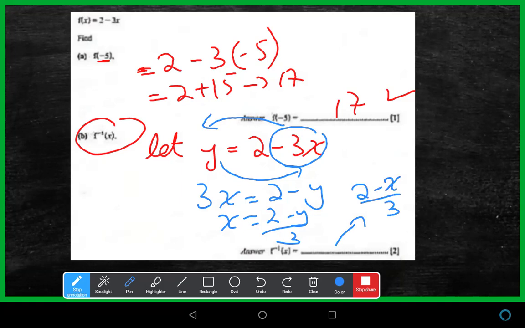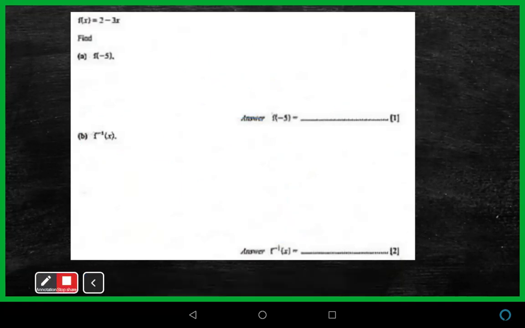So you will get 3 marks for this question. Part A is just that you input minus 5 and you get the output 17, and in part B, you have to find the inverse. So now moving towards the next question.